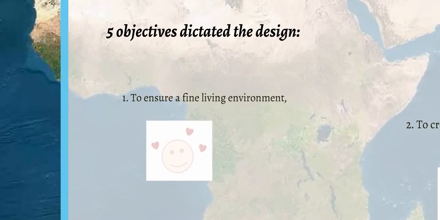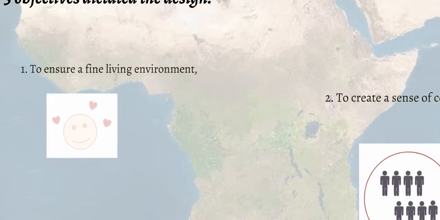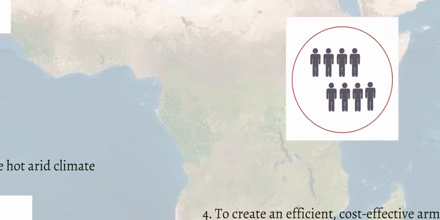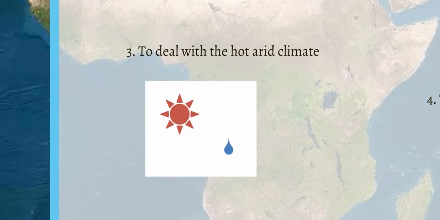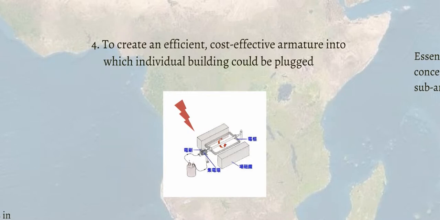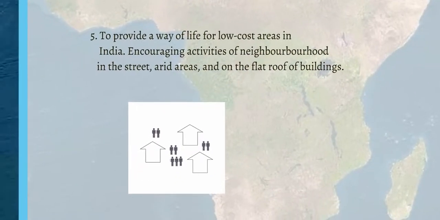Five objectives dictated the design: to ensure a fine living environment, to create a sense of community, to deal with the hot arid climate, to create an efficient, cost-effective armature into which individual buildings could be plugged, and to provide a way of life for low-cost areas in India, encouraging activities for the neighborhood in the streets, in open areas, and on the flat roof of the buildings.